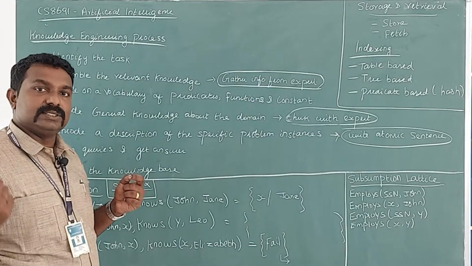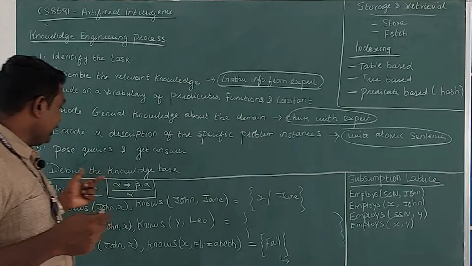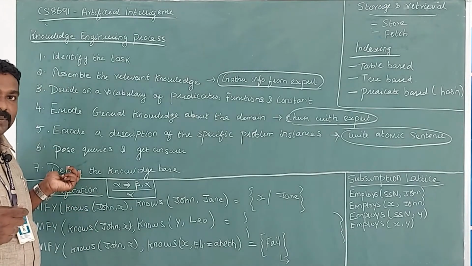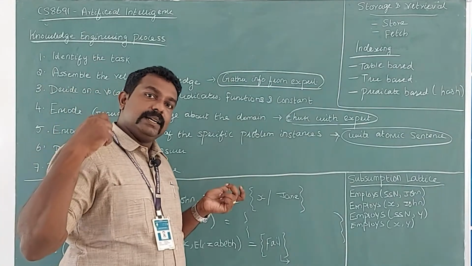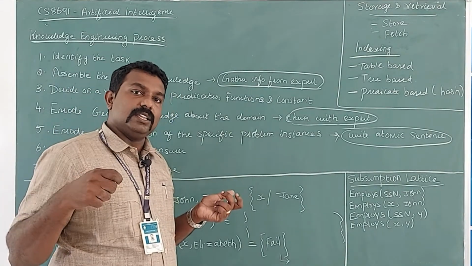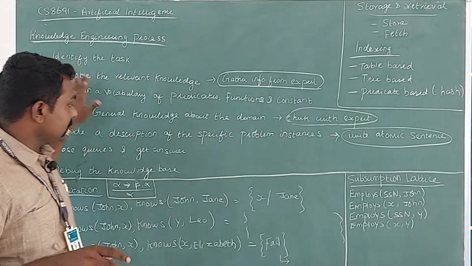Suppose the answer is wrong, or it is not working to your expectation. You have to finally debug the knowledge base. So you will be getting feedback from the system and you will keep on debugging the knowledge base till your expectation is reached. So, these are the 7 steps.